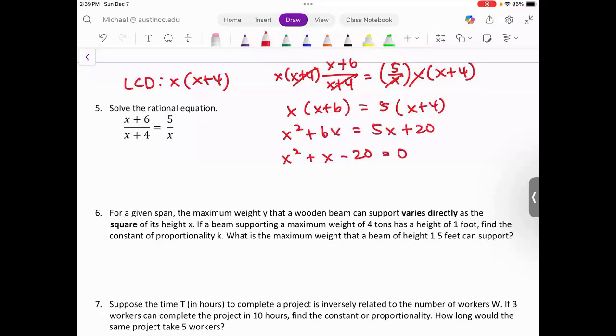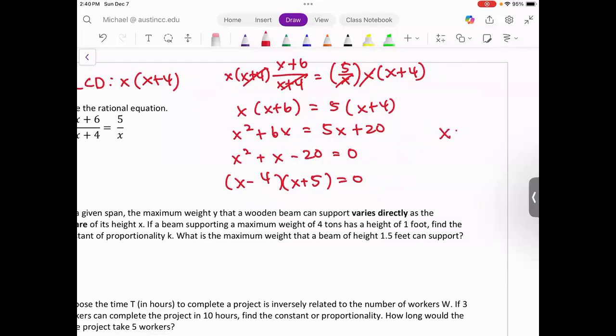Okay, now to factor this, we have a negative 20, so we know we're going to have one positive and one negative. We need two numbers that multiply together to give us negative 20 and add together to give us 1. So we know 5 and 4 can do this. Just what's the right order? We need that positive b, so we need a positive 5 and a negative 4. And these correspond to solutions of x equals 4 and x equals negative 5.